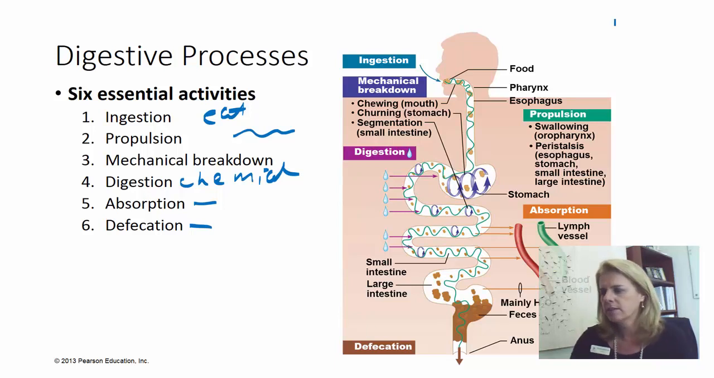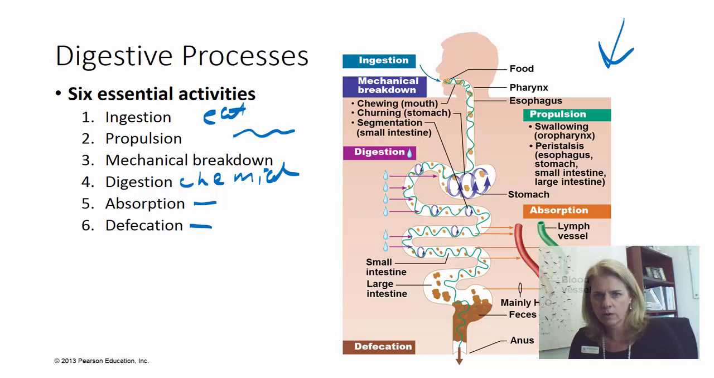Now, I just really think this is a cool picture because it shows the entire process and all the organs and what their role is as far as these 6 activities: ingestion, propulsion, breakdown, digestion, absorption, and defecation. And so obviously you guys can read, so I'm not going to belabor the point. You guys can look and see what's going on. But let's just look, for example, at one of these.